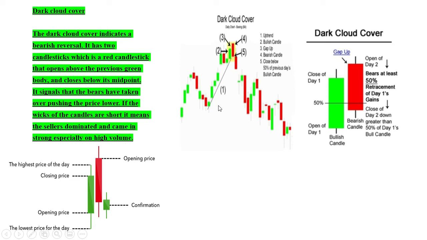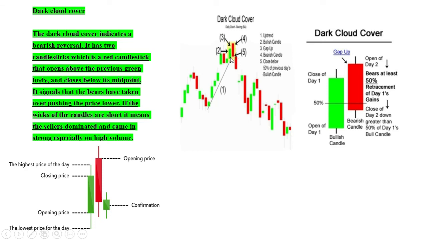So let's take a look. At 1, we need the uptrend, right? Because it forms at the top of an uptrend. 2, we needed that bullish candle, right? As we see here. 3, we needed that gap up candle, as you'll see here, gapped up. 4, we need that bearish candle coming down that's closing at least 50%. I'm sorry, yeah, at least that closes below 50% of the previous day's bullish candle.